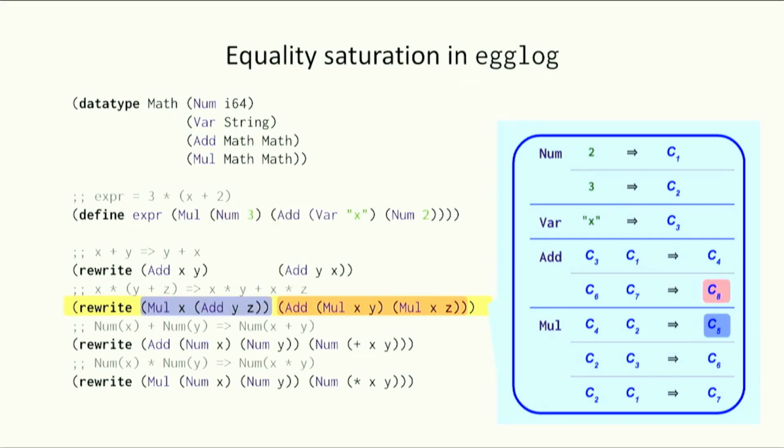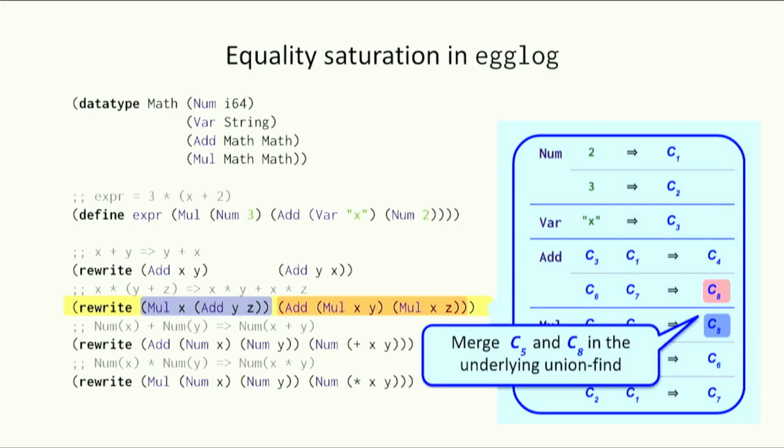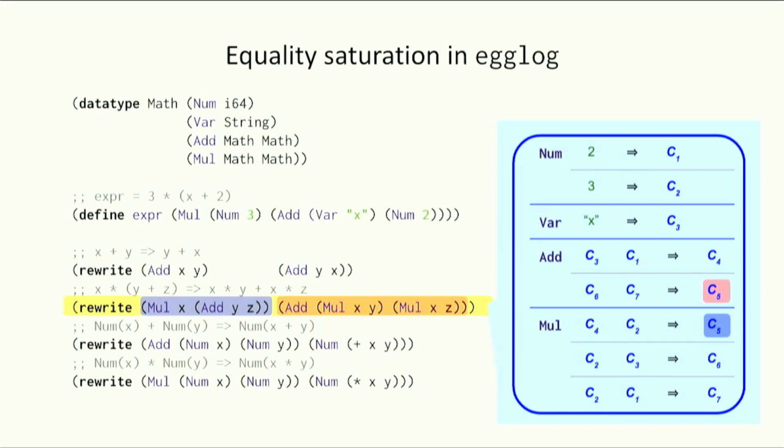Now, note that the left-hand side maps to the element C sub 5, and the right-hand side maps to the element C sub 8. And because the rewrites are equational, we also need to make sure that the left-hand side and the right-hand side map to the same value. Well, to do this, egglog uses a union-find, and here we merge C sub 5 and C sub 8 in the underlying union-find data structure. So now the left-hand side and the right-hand side are equivalent, and we are happy now.